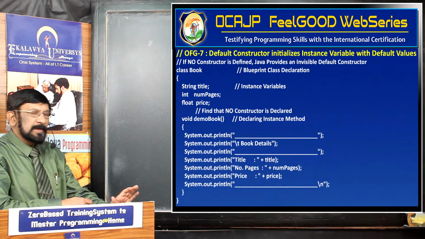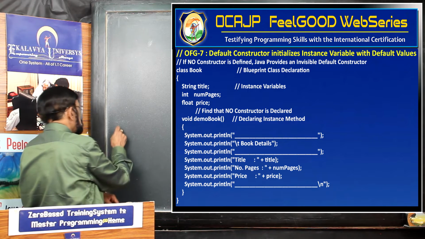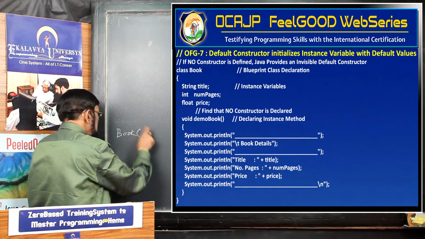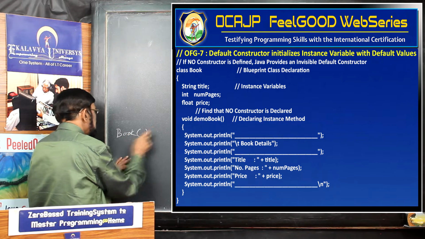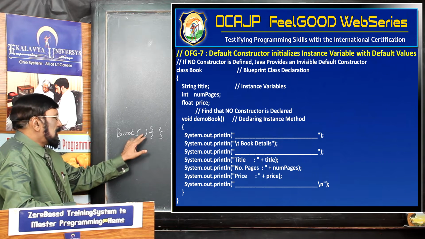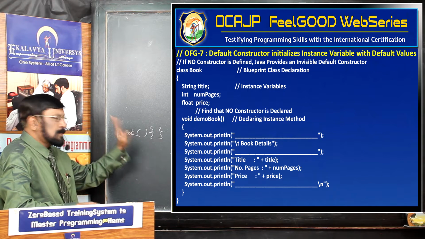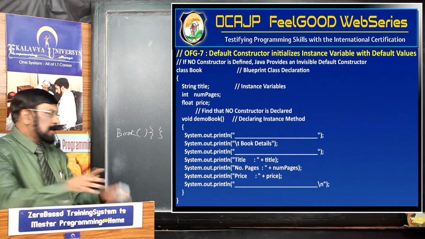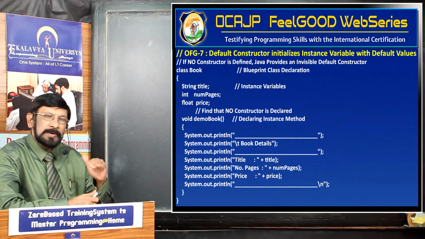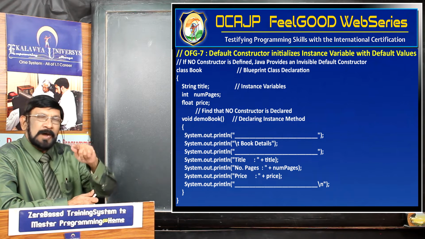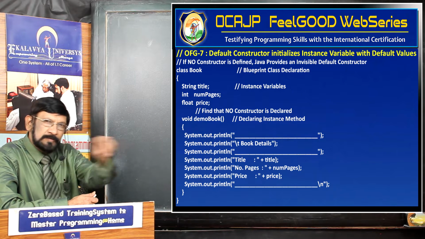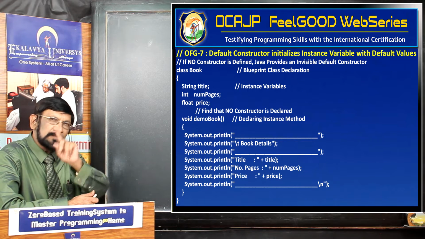Now, if you take this Book class, it would be like this. You write it like that, everything empty: the name Book, empty parentheses with no arguments, and a body. This is the constructor. Java automatically provides it if you don't define any user defined constructor. This is the system defined default constructor.